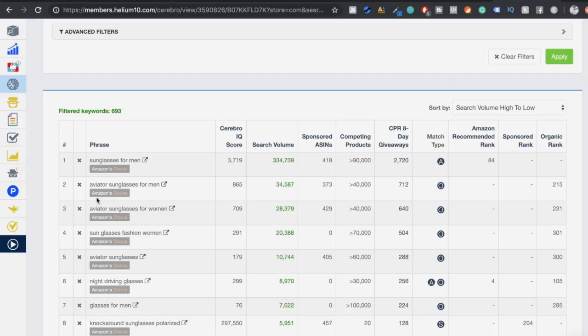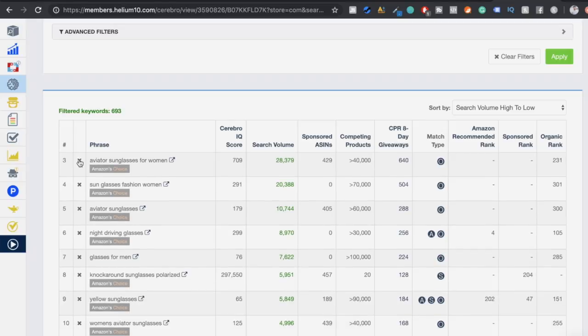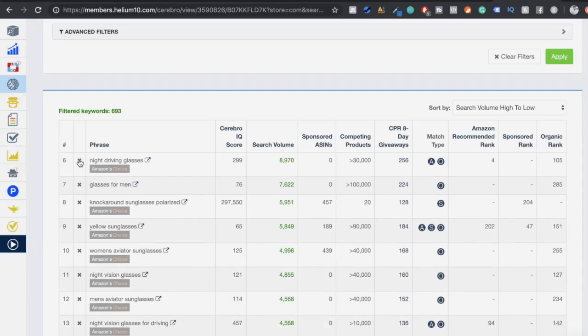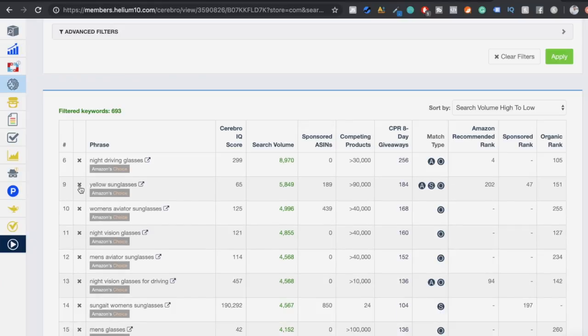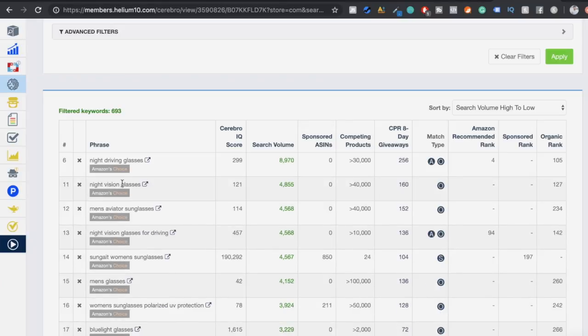So what you're going to have to do here is go through all these keywords and just X out the ones that aren't relevant to your product. So these ones aren't relevant, this one's not relevant. This is, right, night driving glasses, that's our product. Glasses for men, not really what we're selling. I don't know what these are, I don't know what those are. Nope. So night vision glasses, sure. Men's aviator sunglasses, nope. These ones, yes.